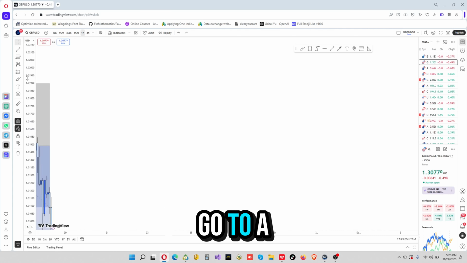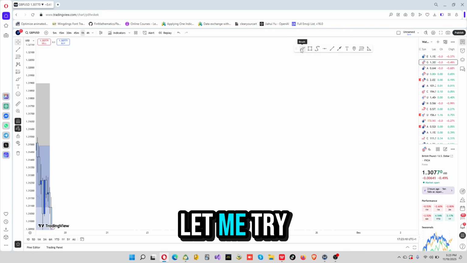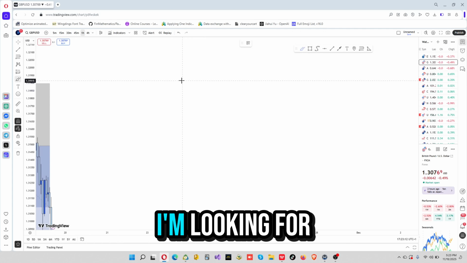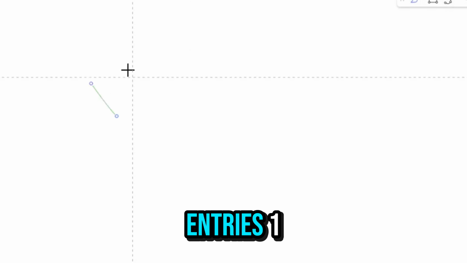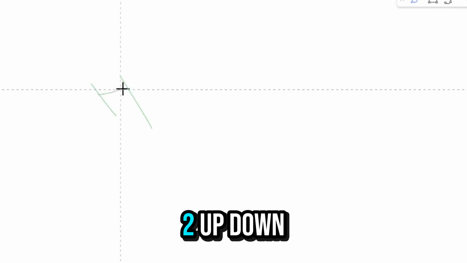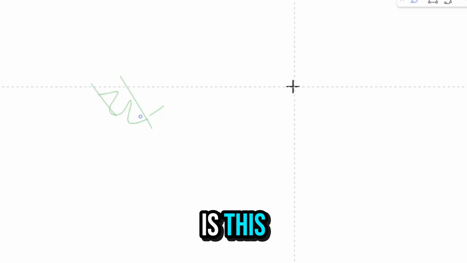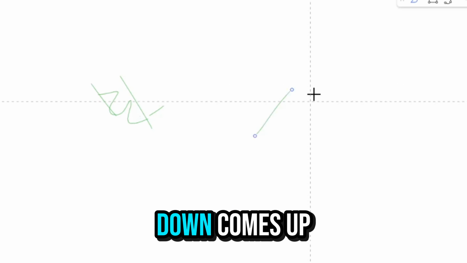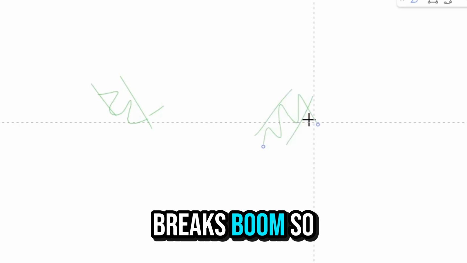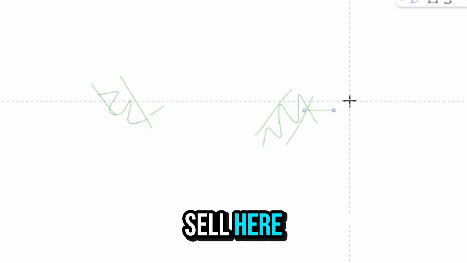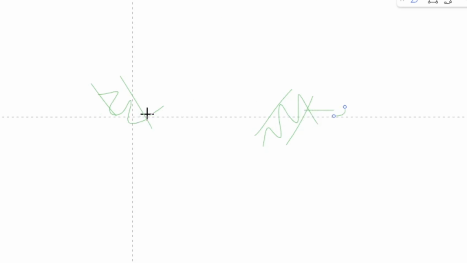So when I go to a higher time frame, let me try to draw this. This is all I'm looking for in my trade entries. One, two, up, down, break of entry. Then another one is this: it goes up, goes down, comes up, breaks, boom. So sell here, buy here.